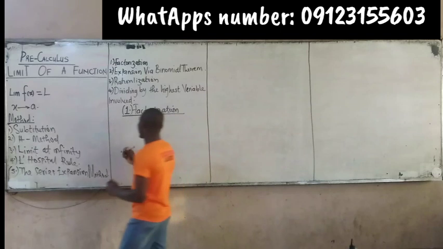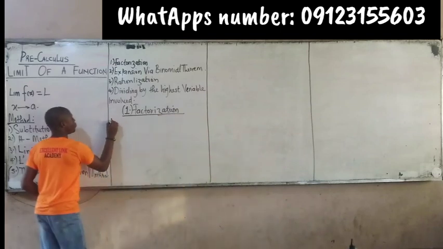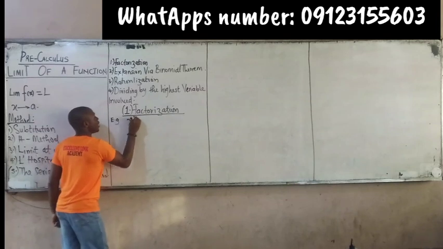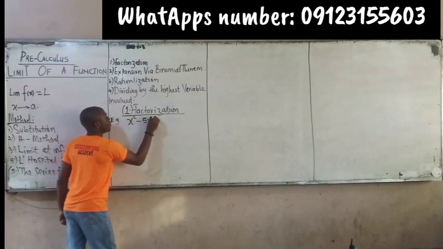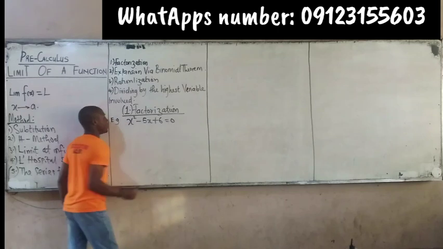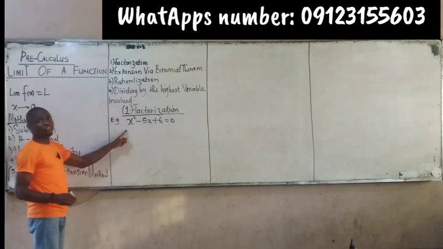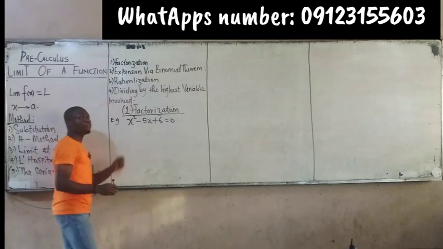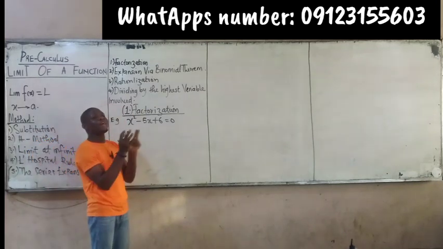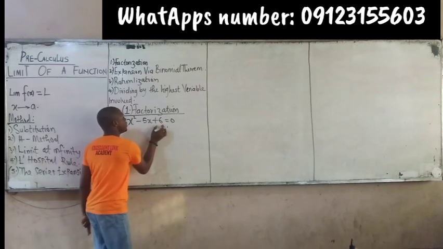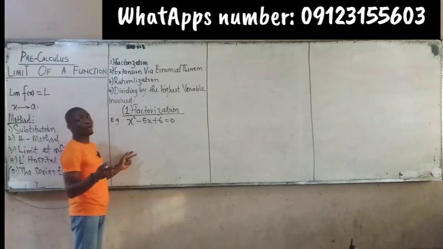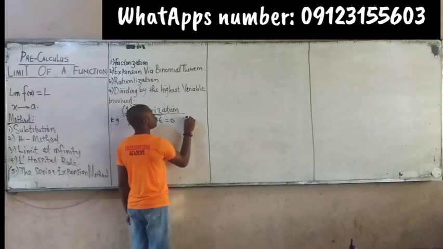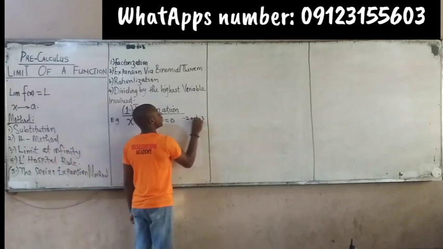Let's say I have example number one: x squared minus 5x plus 6 is equal to 0. I'm going to solve this. How do I solve this? The first step is to look for two numbers that, when you multiply them together, give you 6, and when you add them, give you minus 5. The two numbers are minus 2 and minus 3.